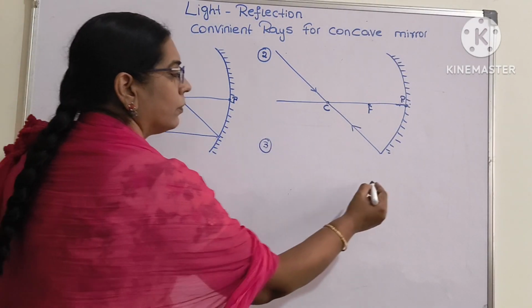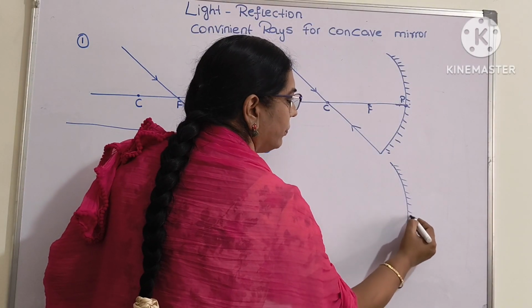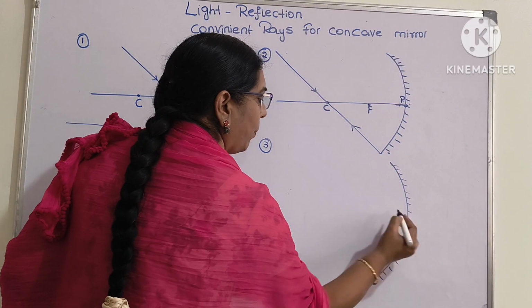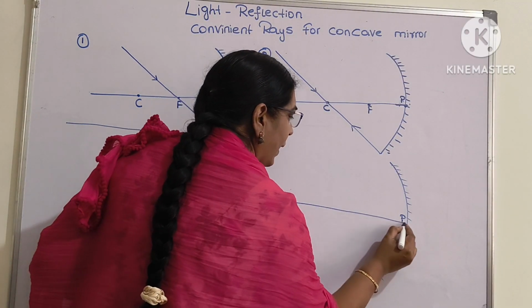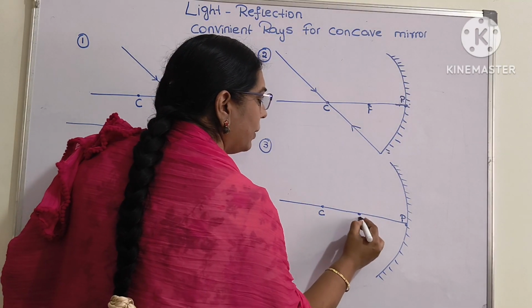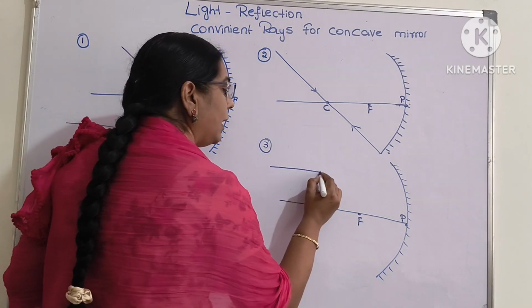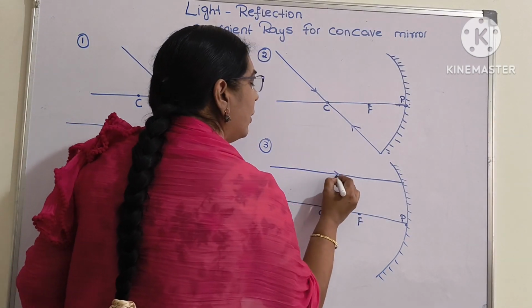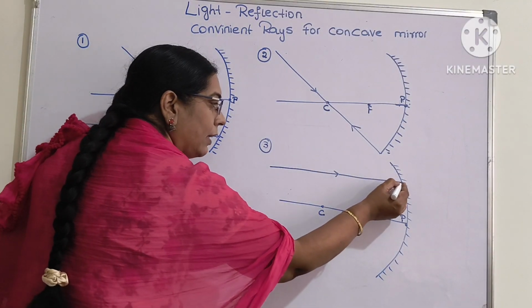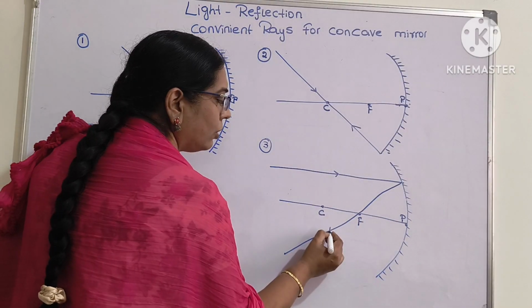The third one. Keep drawing the concave mirrors, children. The center is called P, P for pole. The line passing through the center of curvature and the pole is called the principal axis. This is the focus. Now, the third one. The incident ray is passing parallel to the principal axis. It bounces in such a manner that it passes through the focus.